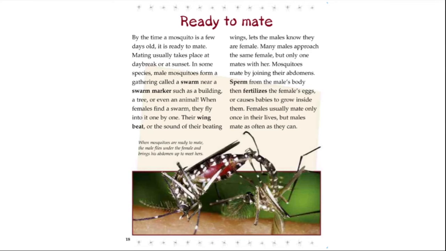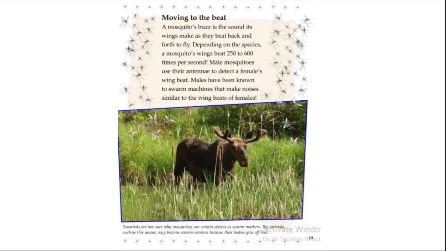Their wing beat, or the sound of their beating wings, lets the males know that they are female. Many males approach the same female, but only one mates with her. Mosquitoes mate by joining their abdomens. Sperm from the male's body then fertilizes the female's eggs. Females usually mate only once in their lives, but males mate as often as they can.